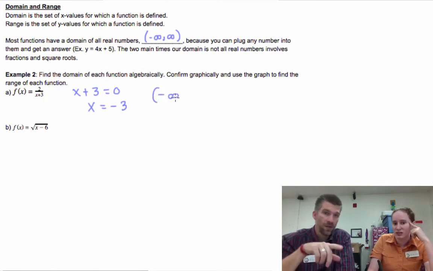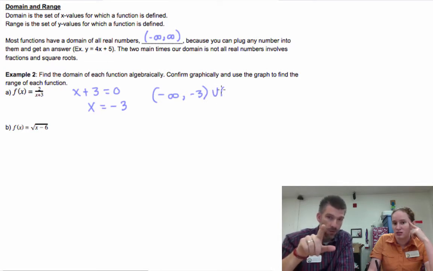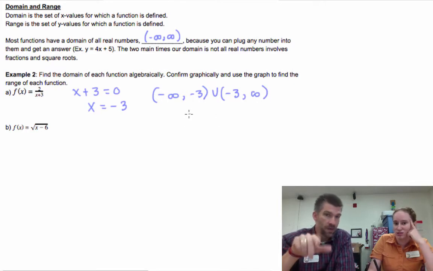Well, you would go from negative infinity up to negative 3, but you can't include the negative 3. So we're going to use parentheses. And then we're going to do the little union symbol. And then we're going to go from negative 3 to infinity.